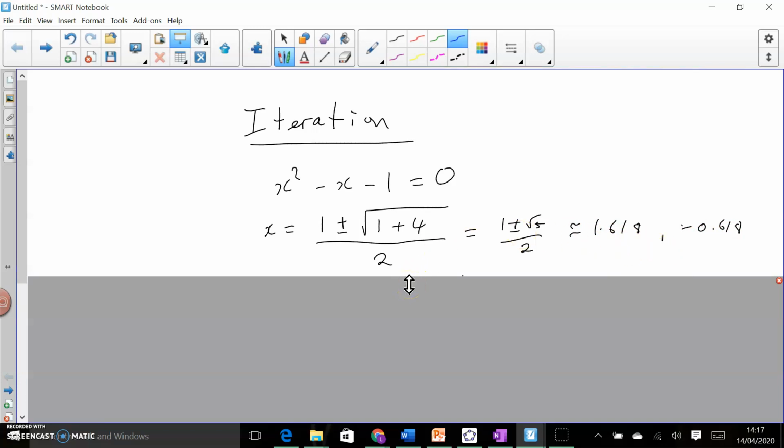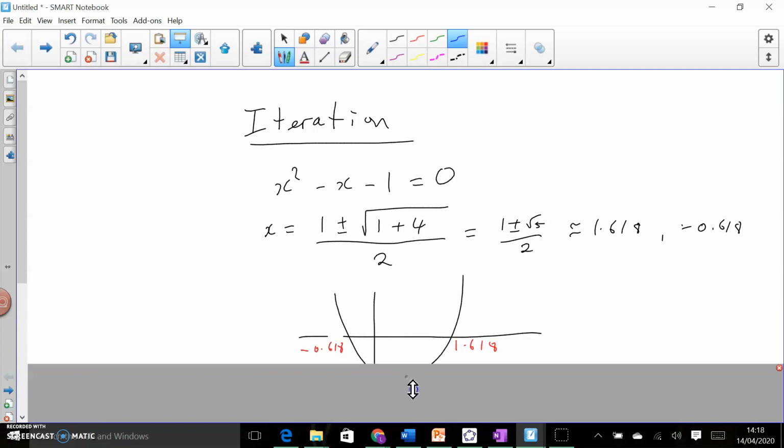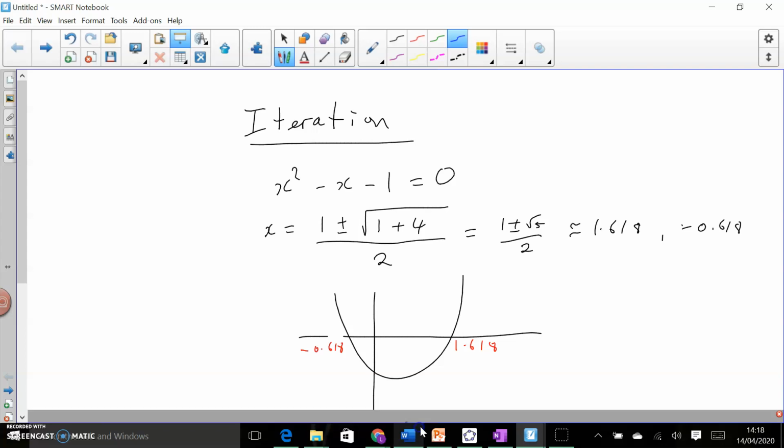Okay, well, let's consider what these mean. We could sketch the curve y equals x squared minus x minus 1, which will look like that. And we can see where the curve intersects the axes is where we have the two solutions. Now, let's look for a different approach. The point of this will be in order to solve equations where you don't have a formula, you don't have an analytical method.